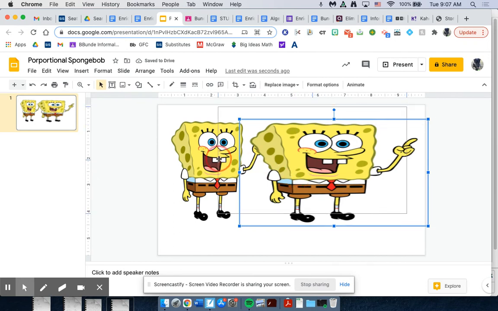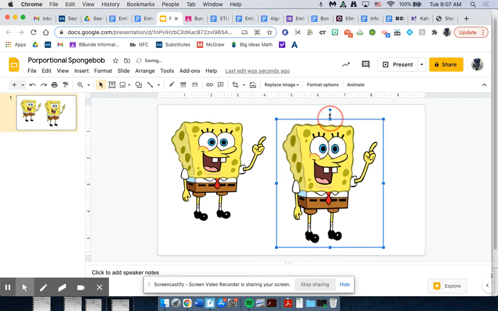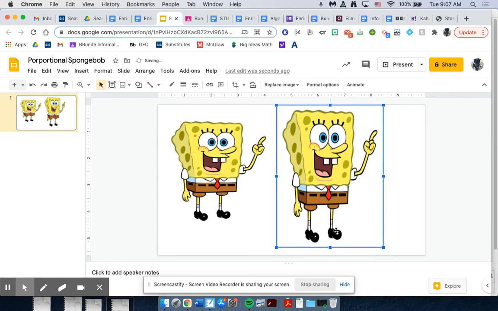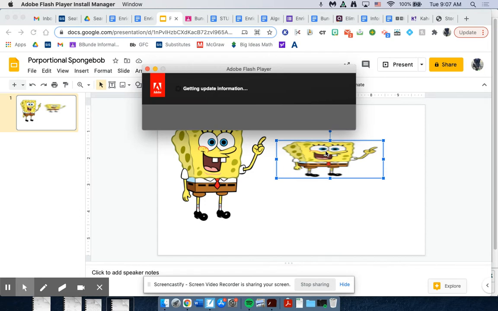Or you could go the other way. We can make him taller. He's a lot taller than he is wider, like Jaden said. So you see how it's kind of distorted? It's not quite the same. So that's why we care that our sides are proportional.